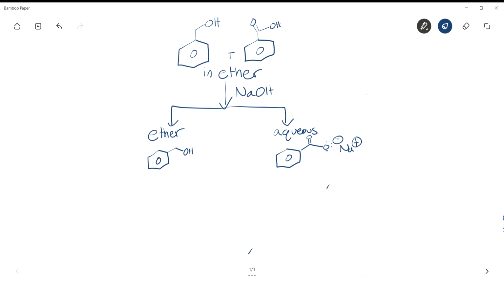Now that we've separated the benzyl alcohol from the benzoic acid, we're going to need to get the benzoic acid out of the aqueous layer. This is done by putting the proton back on, which will turn what is now a polar molecule into a nonpolar substance, and it will precipitate out. So here we're going to add HCl, or hydrochloric acid. When we add the hydrochloric acid, we're going to separate into two layers again.